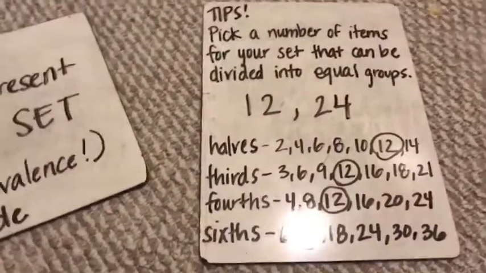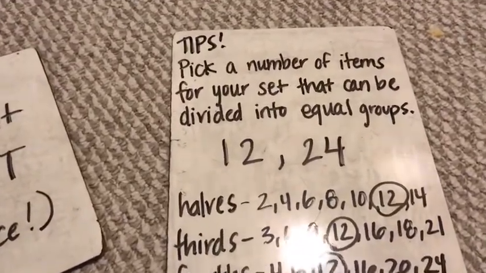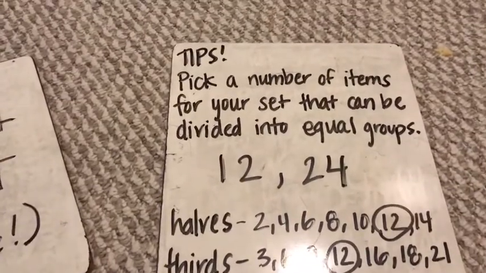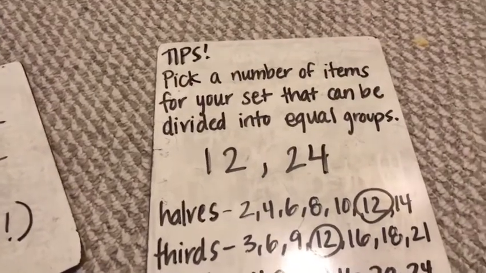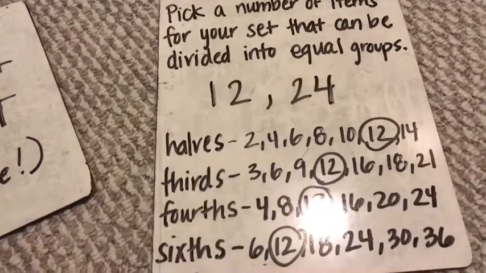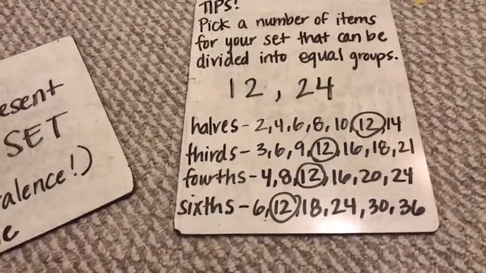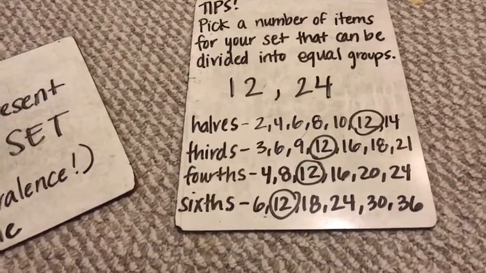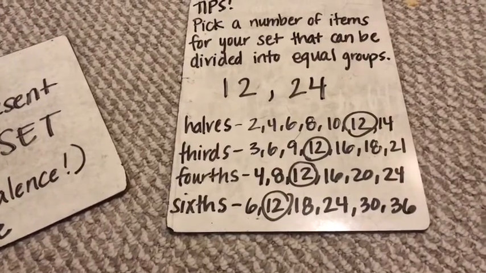Some tips to think about when you're doing fraction of a set. You want to pick a number of items for your whole set that can be divided into equal groups. Two of my favorite numbers are 12 and 24, just because they have so many factors. But you don't always have to do those numbers. If you want to do halving, then if you have a set of 2, 4, 6, 8, 10, 12, 14, any of those are divisible by 2.